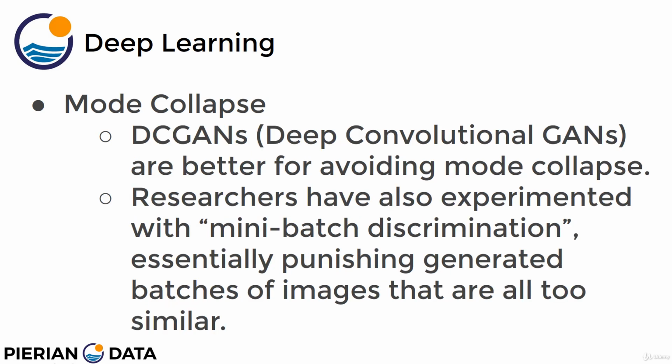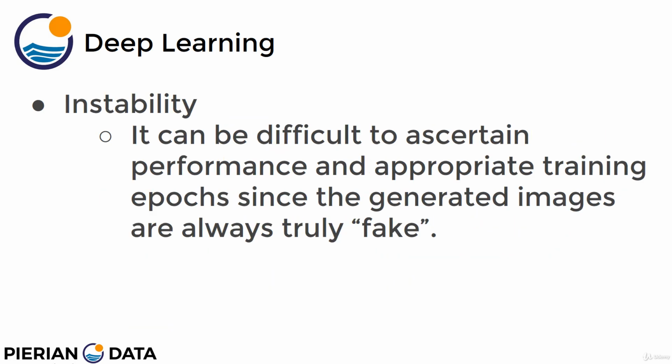Now, a couple different ways of trying to fight this problem is by using deep convolutional GANs, which we'll see later on in this section of the course. And they're typically better for avoiding mode collapse because they are more complex and they have deeper layers to them. Now, researchers have also experimented with what's known as mini-batch discrimination, which essentially punishes the generated batches of images that are all too similar. So if the generator starts having mode collapse and getting batches of very, very similar looking images, it will begin to basically punish that particular batch inside of the discriminator for having the images be all too similar.